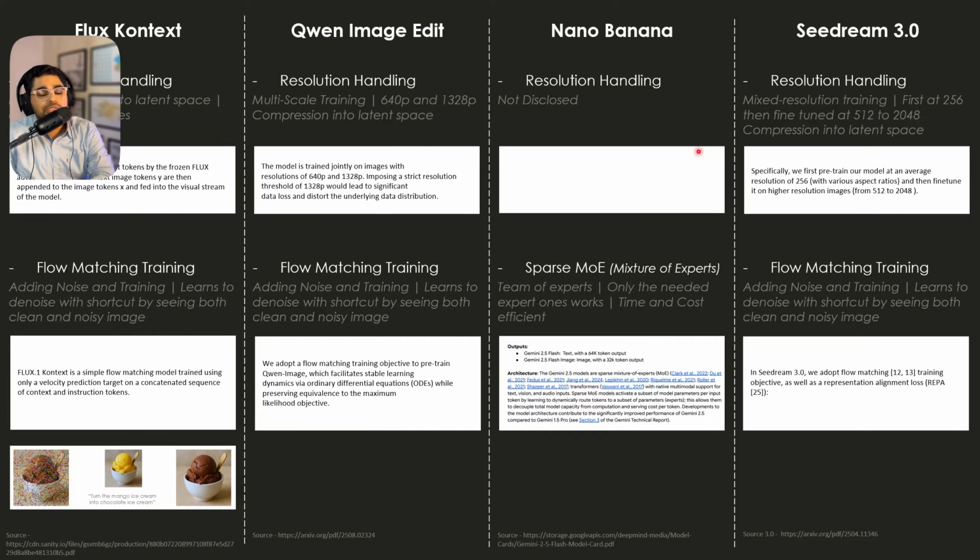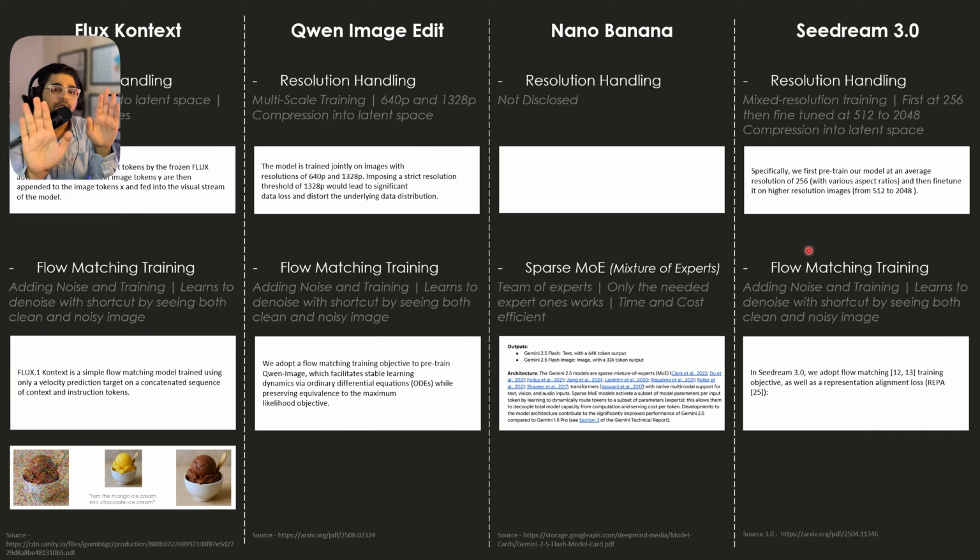Then coming to the training process. Apart from NanoBanana, all three of them use flow matching training. Now if you know the general diffusion process, you have your prompt, you have your image, and noise is added to the image, and with the prompt as a guide, the noise gets removed. With flow matching, you have your text, you have your blurry or pixelated noised image, and you also have your target image.